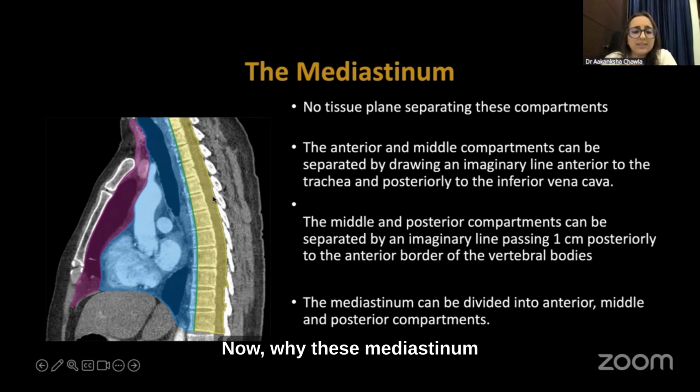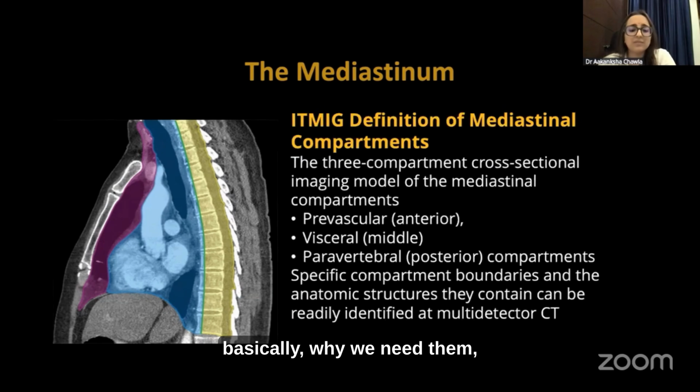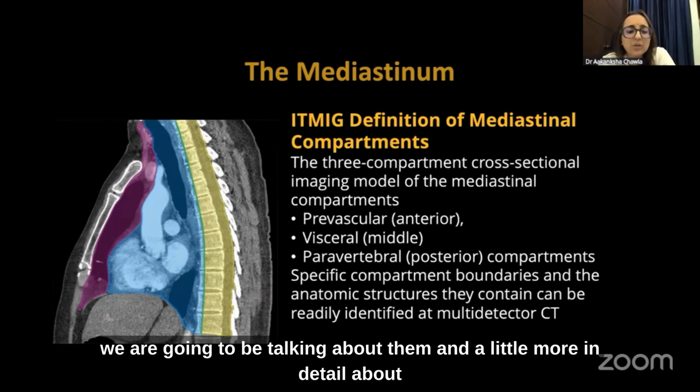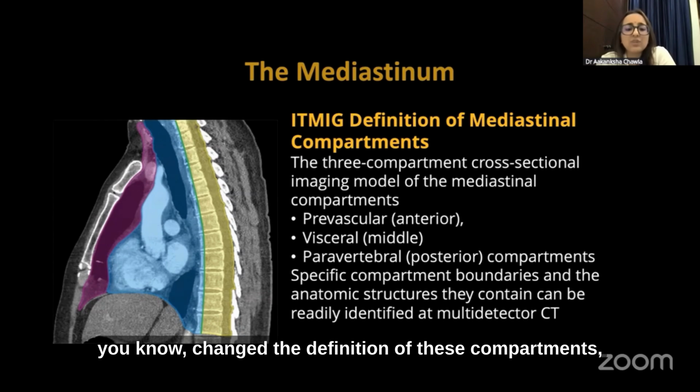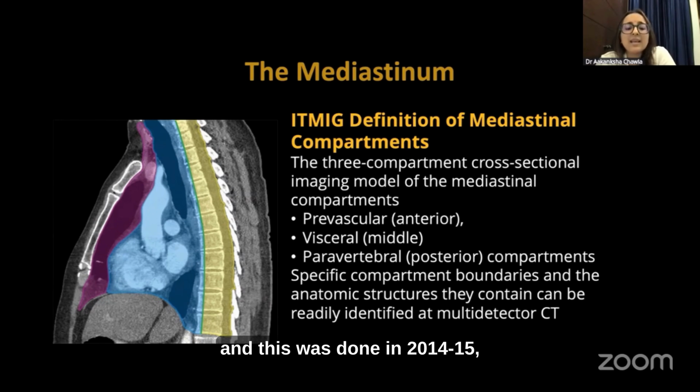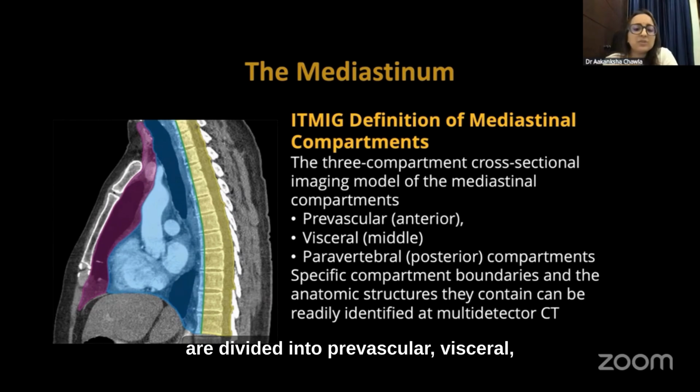Now, why these mediastinal compartments are important and why we need them, we are going to be talking about, and a little more in detail about their boundaries. So the International Thymic Malignancy Interest Group changed the definition of these compartments, and this was done in 2014-15. And they specified that these compartments, the anterior, middle, and posterior, are divided into prevascular, visceral, and paravertebral.